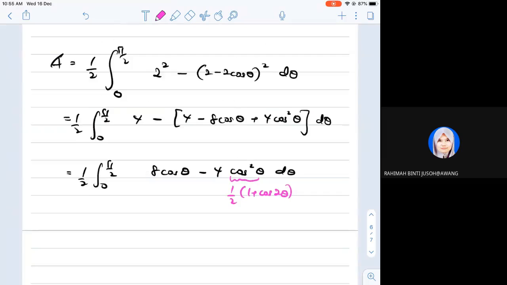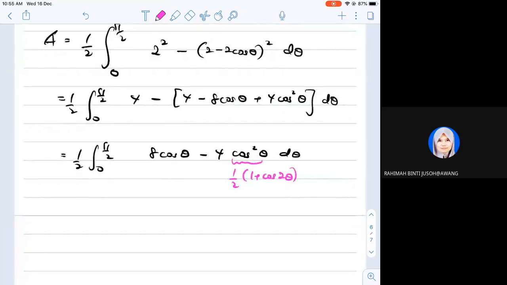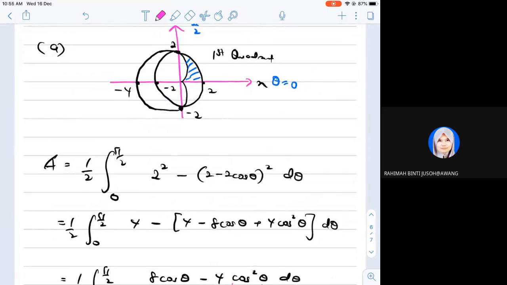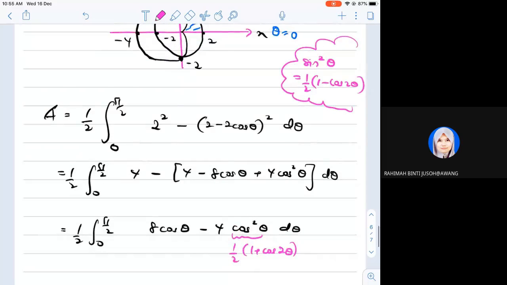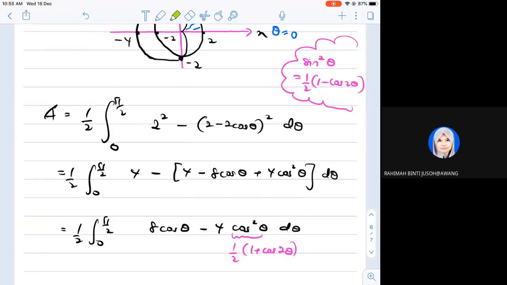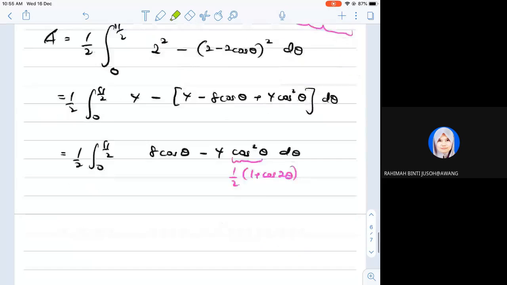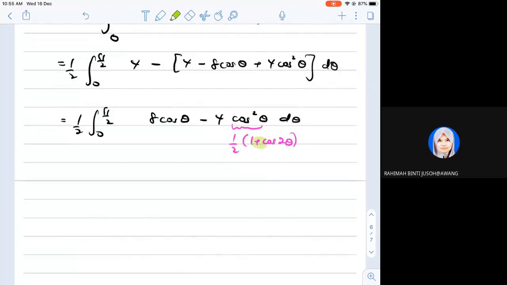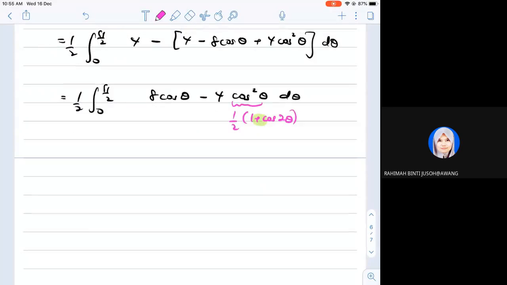Guys, what happen kalau dia sin squared? Kalau sin squared theta, dia akan jadi 1 over 2, 1 minus cos 2 theta. Itu je beza dia. Dalam soalan yang kita buat ni kebetulan semua cos, so plus lah. Kalau sin squared dia akan jadi minus. Ni formula lah, you kena ingat lah ni. Alright. Dalam kes ni dia adalah cos, so bila cos dia positif lah. Okay, so let's proceed.